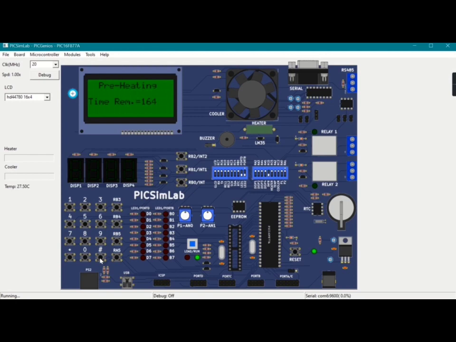Now we can go back by pressing the reset. By pressing the reset key, it goes back to the normal mode. It shows 4 modes.